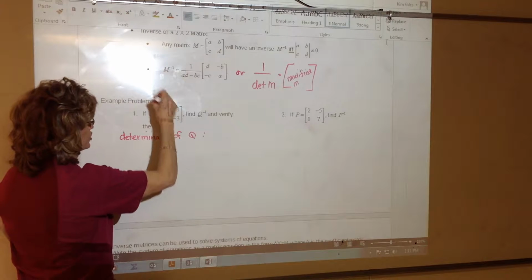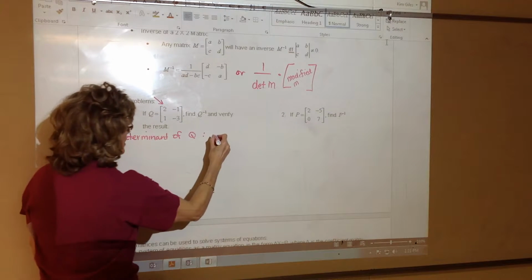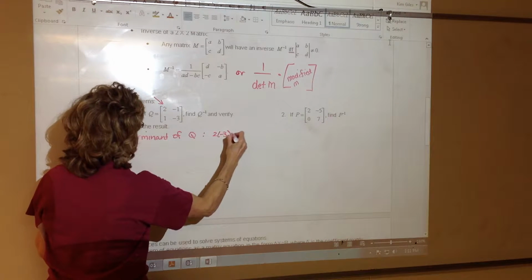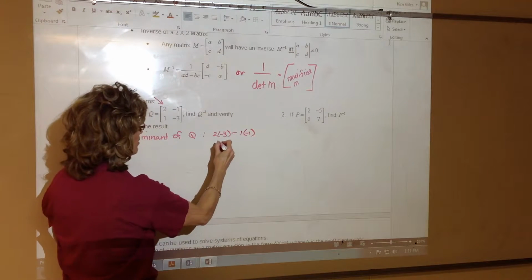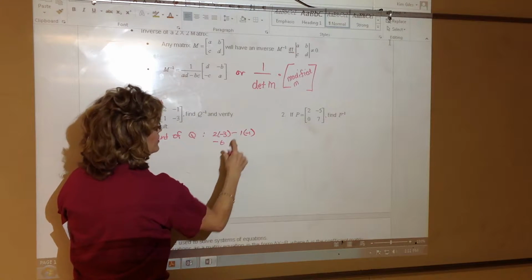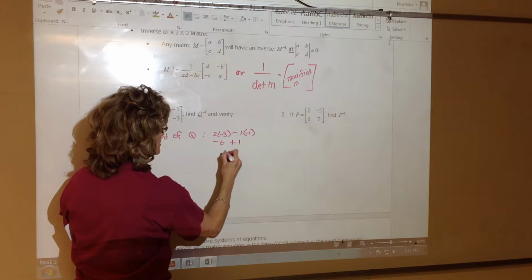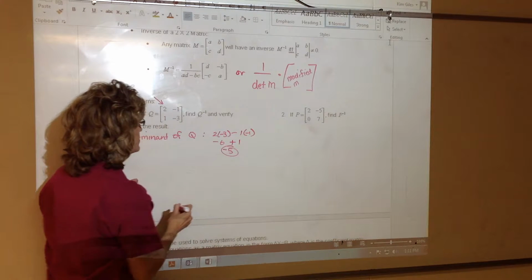Remember how to do it? Start in the upper left, multiply. That means do 2 times negative 3 minus 1 times negative 1. That'll give you negative 6 plus 1, or negative 5.